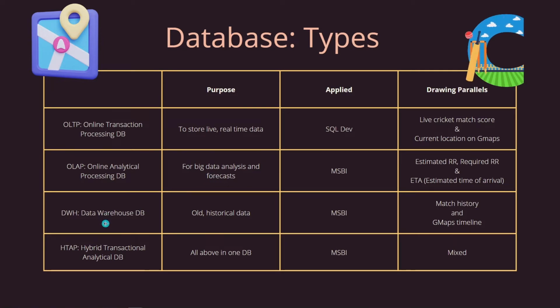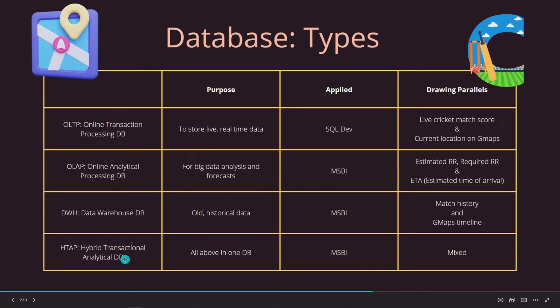Next, DWH is pretty simple. It is just used to store old, historical data. So basically, whatever data you want to archive, that is there in your DWH. Drawing parallels, in a cricket match, we can store all the data associated with match history, and in Google Maps, all the historical timeline, the places you have visited, etc. The fourth and the last one is HTAP, that is Hybrid Transactional Analytical DB. It's all the above in one DB.